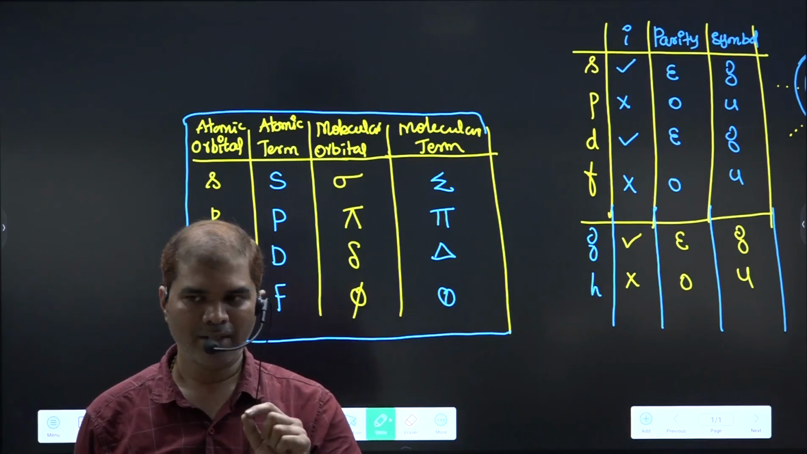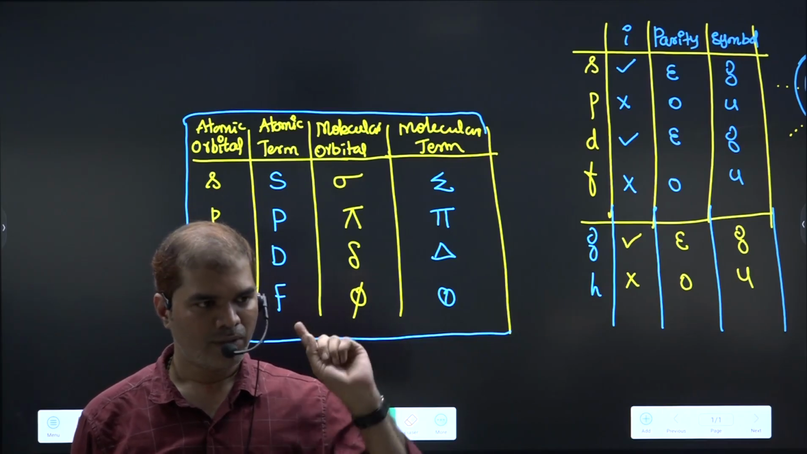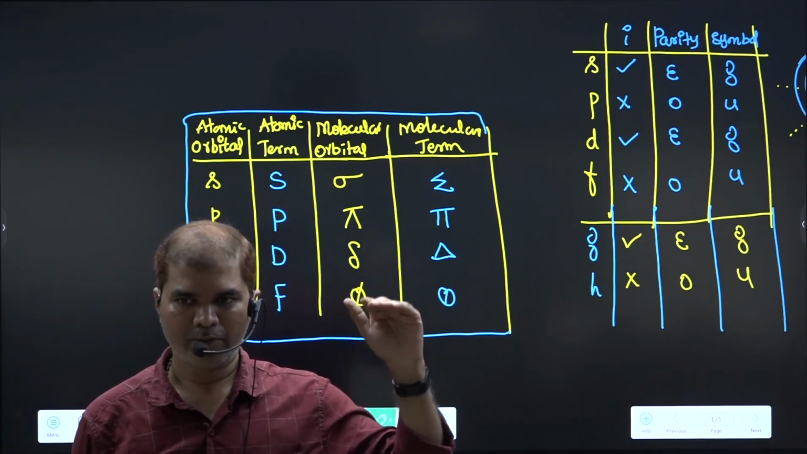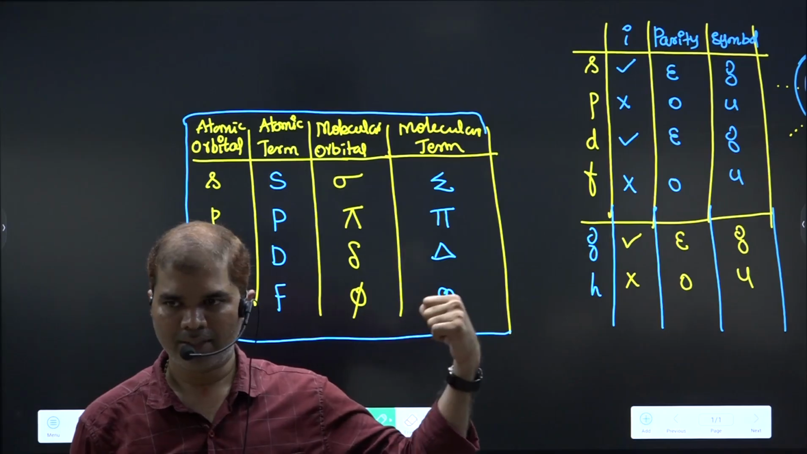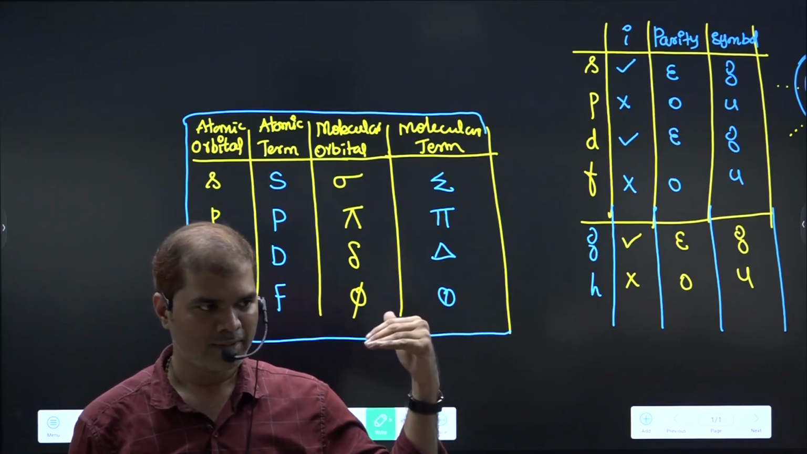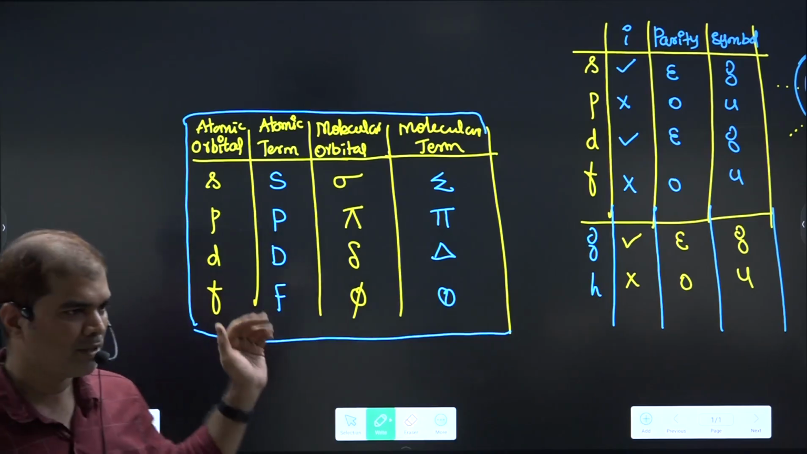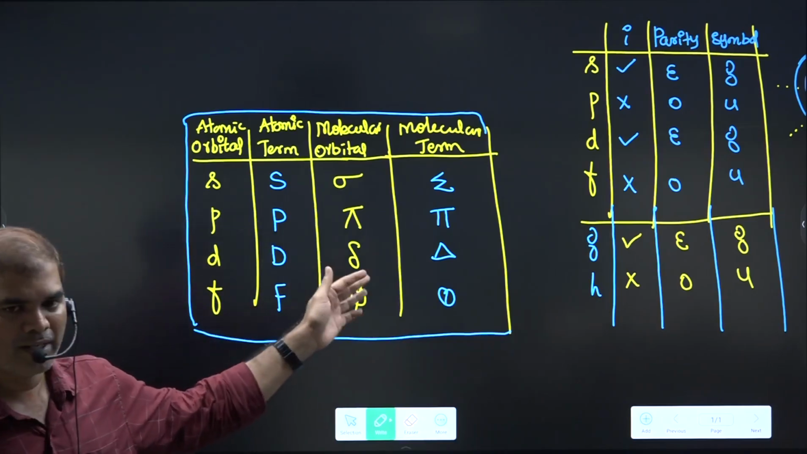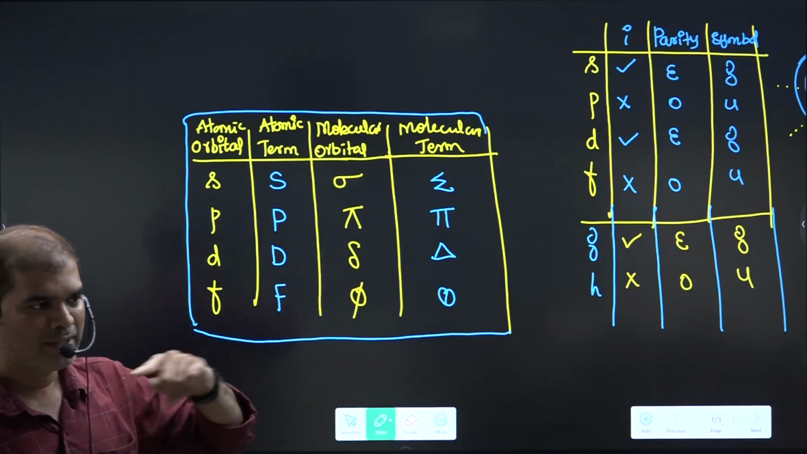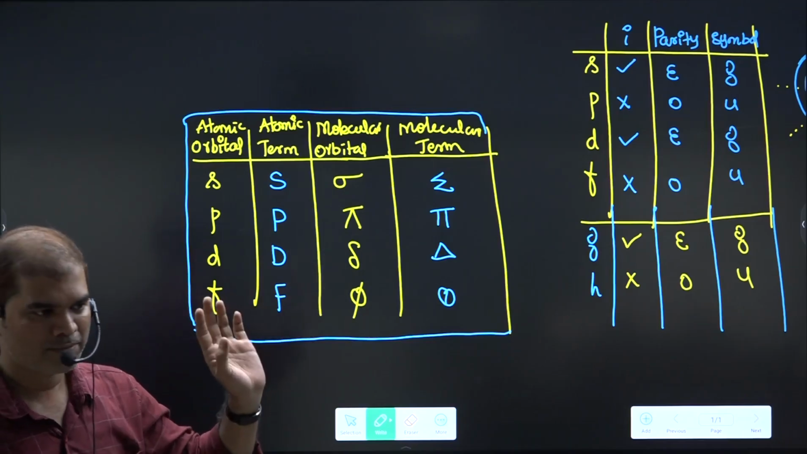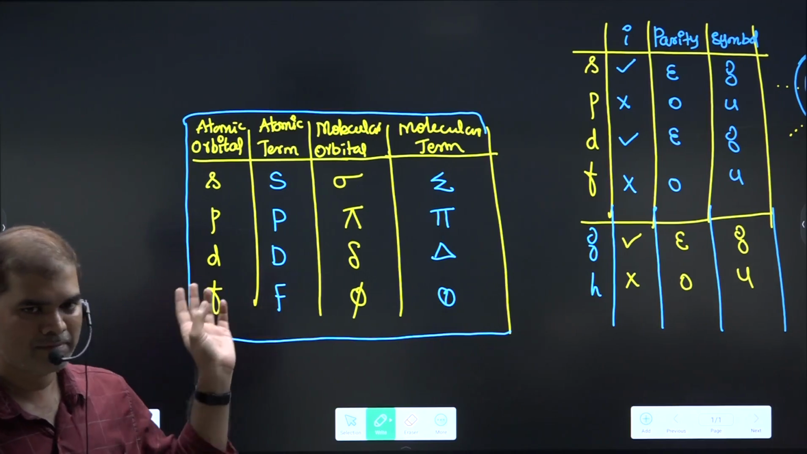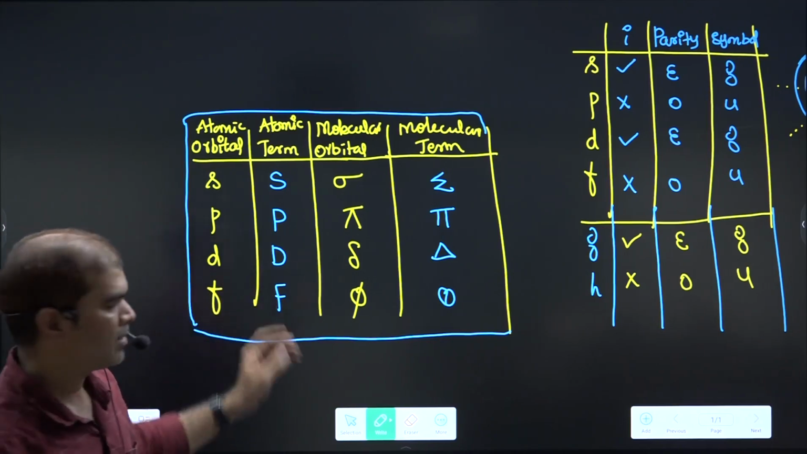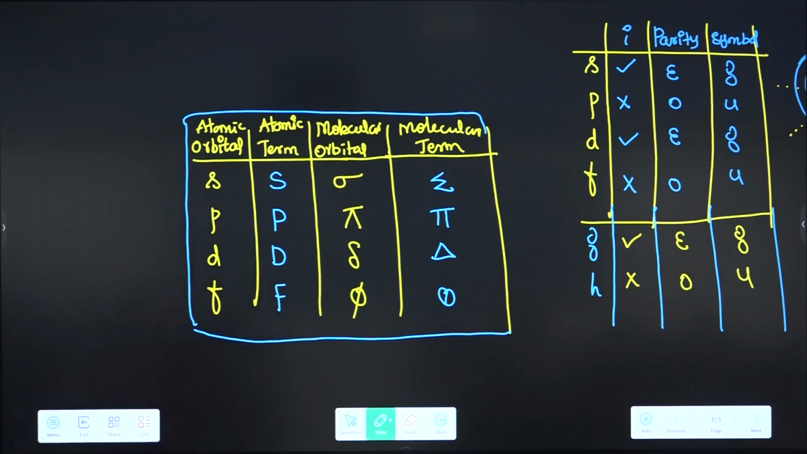And for P orbital, P. All the four are P. And for D orbital, D. All the four are correlated with D. And the last one, F. So let it be atomic orbital, molecular orbital, or atomic or molecular terms, the same pronunciation will continue. They change the symbol, but the pronunciation remains the same. S, P, D, F. You just note down that correlation.